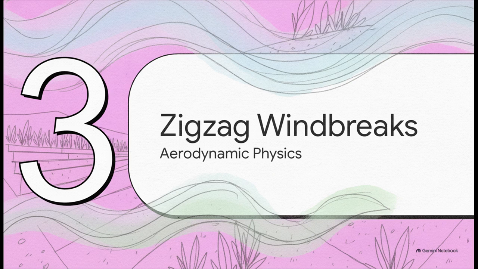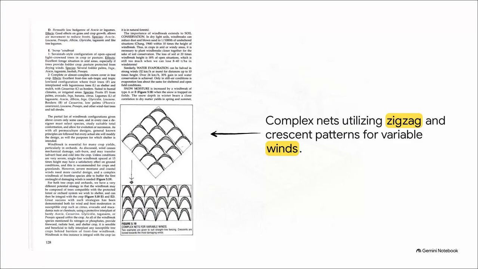All right, Section 3, Aerodynamics of Zigzag Windbreaks. Geometry doesn't just tell plants where to grow, it literally dictates thermodynamic capacity and wind resistance. Manipulating shapes on a macro level provides immense protective value for a site, and this brilliantly illustrates how utilizing complex geometric nets with zigzag and crescent patterns for variable winds completely alters the aerodynamic physics of a landscape.